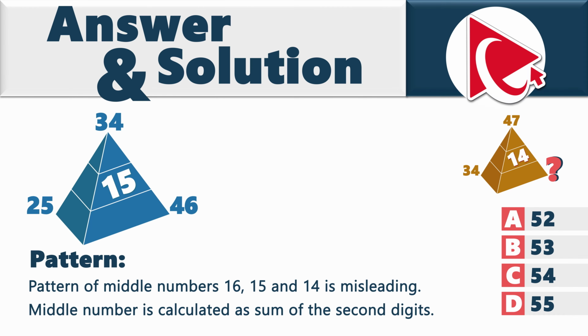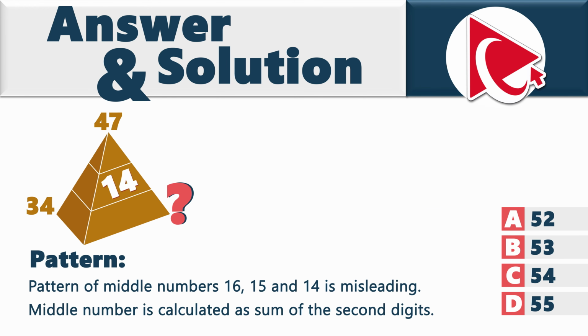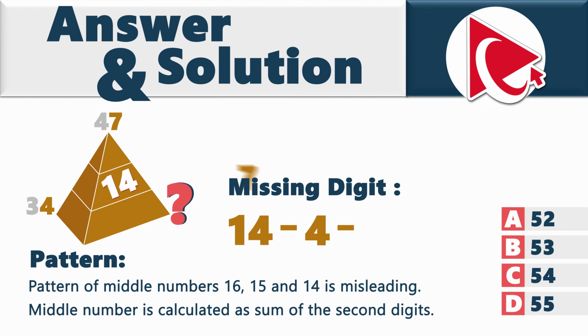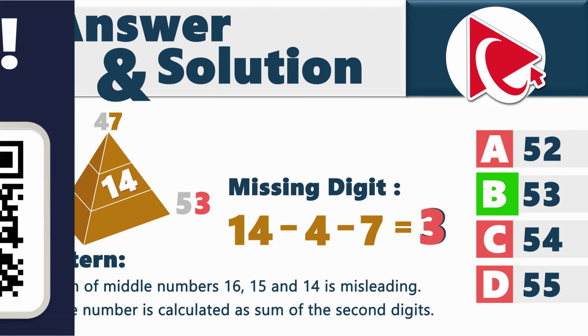If you look at the second pyramid, the numbers 5, 4, and 6 are used in the calculation. And sum of 5, 4, and 6 is 15. So for the missing number, we need to build a quick equation. Because we know the final number 14 and 2 of the numbers used in the calculations, 4 and 7, we can build a quick equation. 14 minus 4 minus 7 equals 3. So the calculated digit here is 3, and the missing number is choice B, 53.